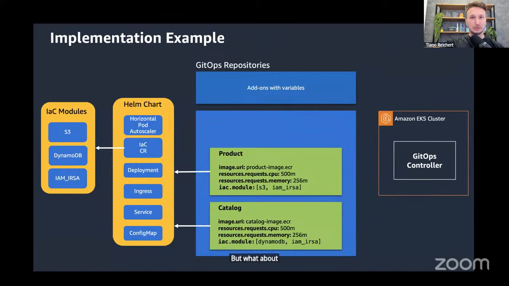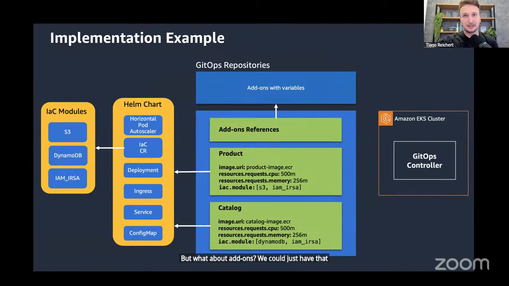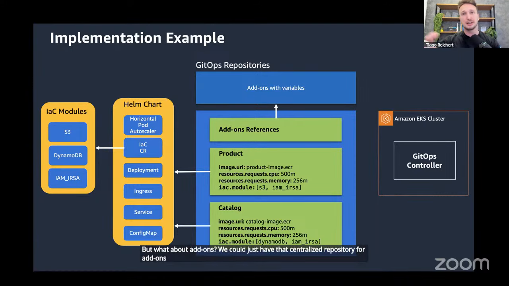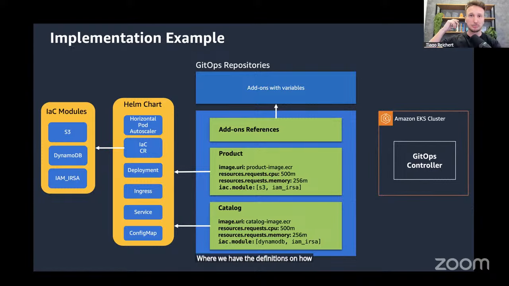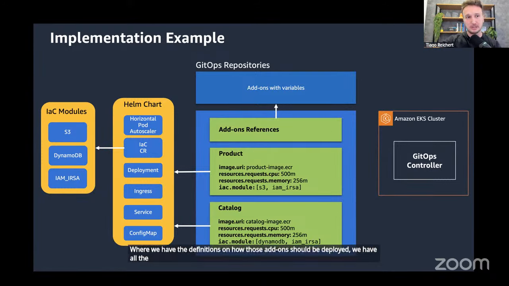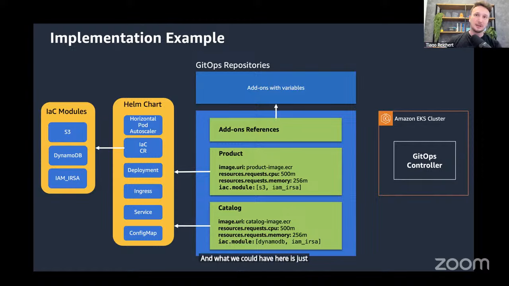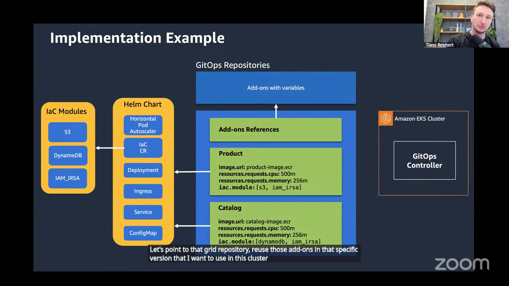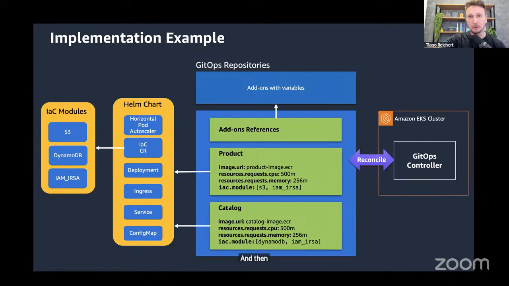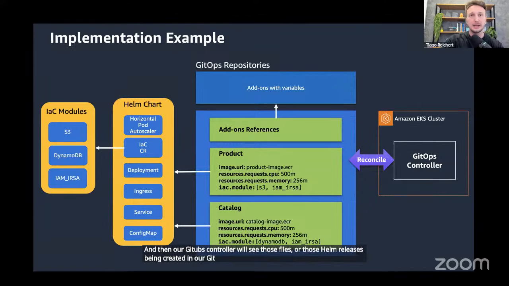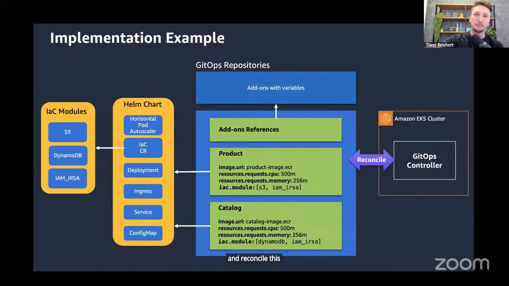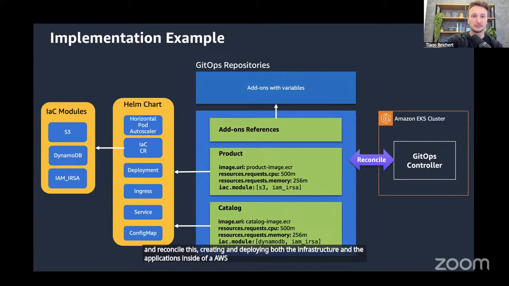But what about add-ons? We could just have that centralized repository for add-ons that Lucas mentioned to us, where we have the definitions on how those add-ons should be deployed. We have all the versioning of those add-ons. And what we could have here is just a reference. Let's point to that Git repository and reuse those add-ons in that specific version that I want to use in this cluster right now for that business unit, for example. And then our GitOps controller will see those files or those Helm releases being created in our Git repository and reconcile this, creating and deploying both the infrastructure and the applications inside of our AWS account on the Kubernetes cluster.